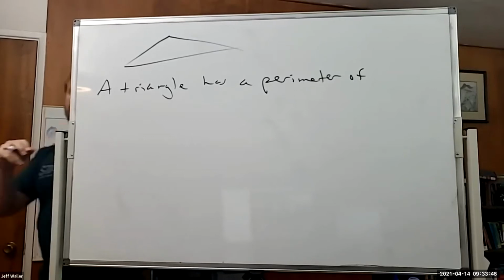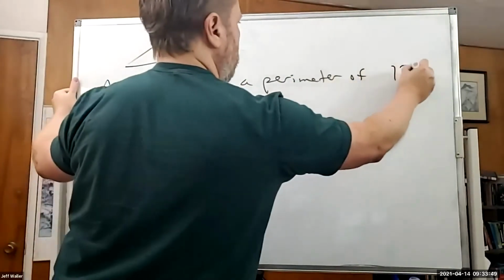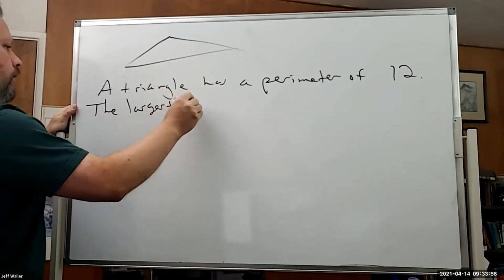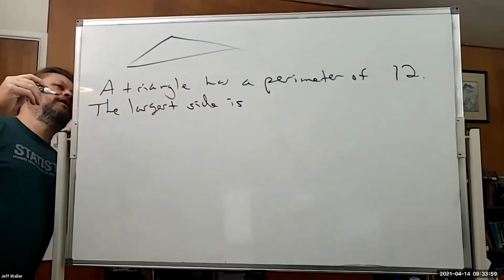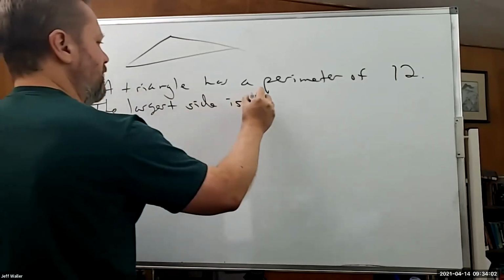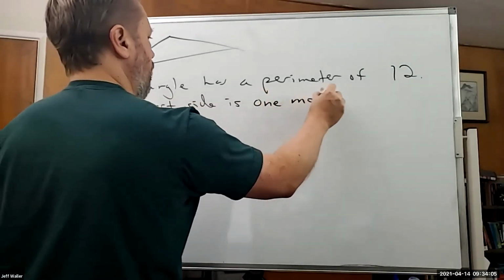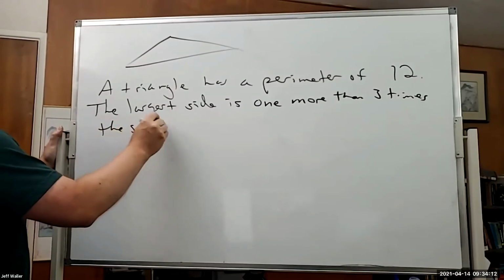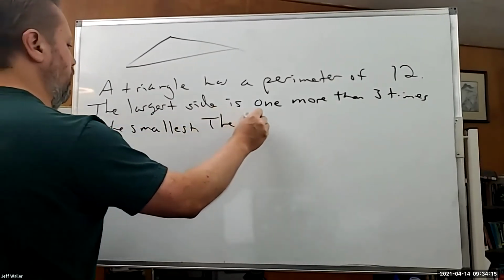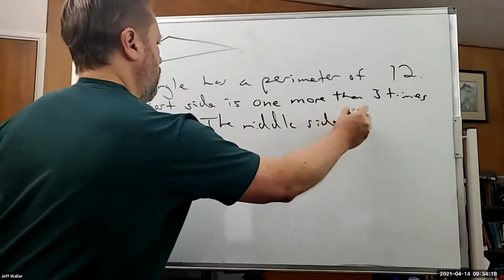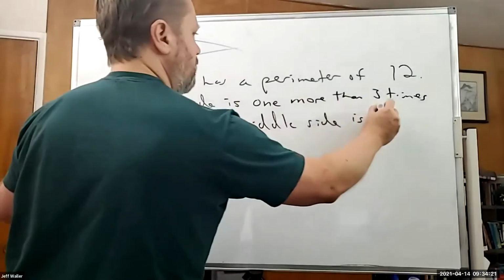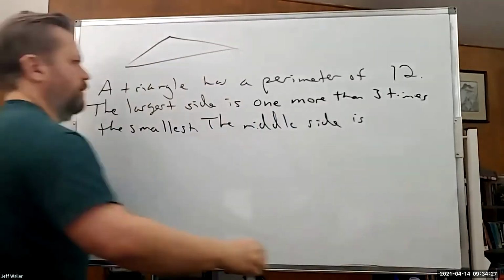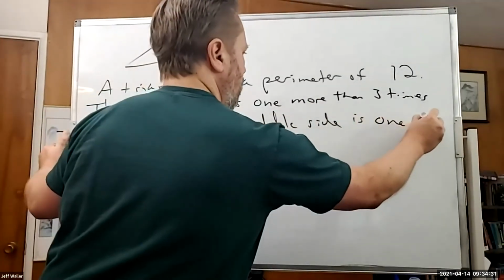All right. A triangle has a perimeter of 12. The largest side is one more than 3 times the smallest. The middle side is 4 less than... I'm sorry, let me make this not too crazy. Okay, the middle side is 1 more than the smallest.